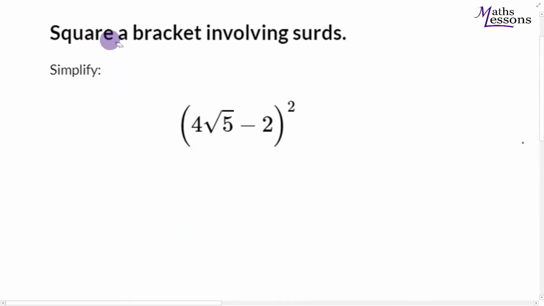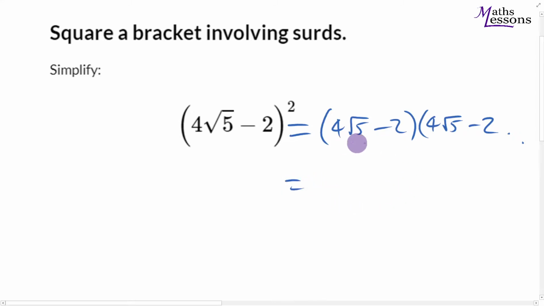Okay, here we have a square bracket involving surds. And what we're going to do is multiply this bracket out here. And we're going to write it out as 4 root 5 minus 2 times 4 root 5 minus 2. When I'm multiplying out double brackets, I like my students to write FOIL.